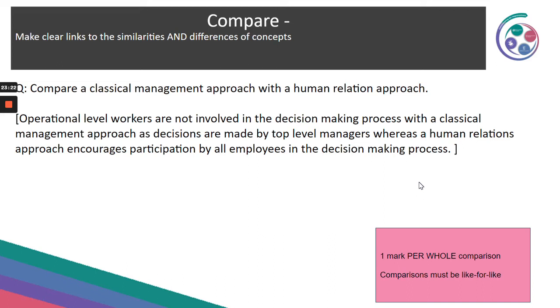Equally important to remember for compare questions is that you must compare like for like. What I mean by that is 2 of the same things must be compared with each other. So within this answer, we have decision making compared with decision making. You wouldn't get a mark if you had talked about motivation for classical management approaches and decision making for human relations approaches. This is because they are not like for like concepts. You would need to compare decision making with decision making and motivation with motivation.